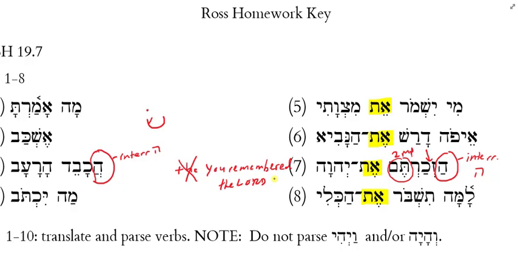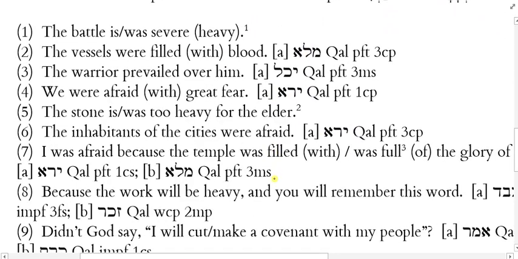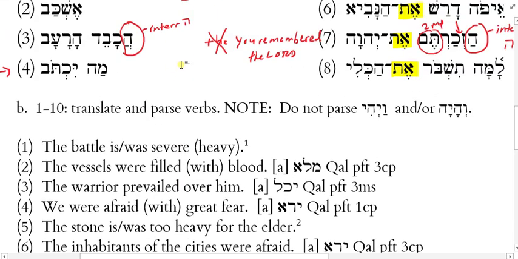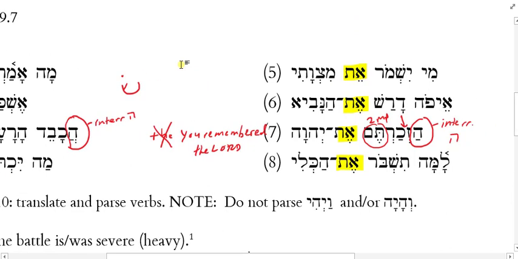Let's take a look at the translation homework now. So on to 1 through 10. Dr. Marshall, I had another quick question. Oh, yeah, go ahead. On number 7, why is it just a patah and not the compound shava that was common here?